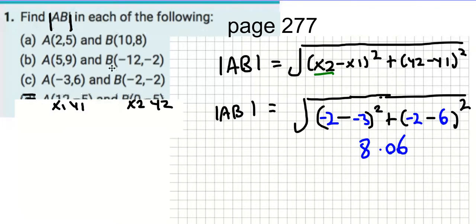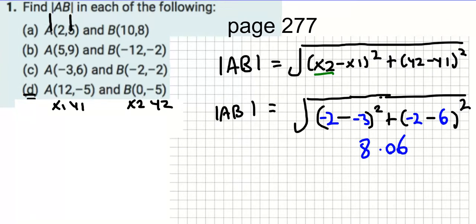Just gonna hold this up. Everybody see what I'm doing with question D now? What am I doing with D? What's x1, y1? 12 and -5. What's x2, y2? Now I'm going to be well lazy here. Look at what I'm doing here. What exactly am I doing here, guys? I'm just rubbing out the numbers from the last question, okay?